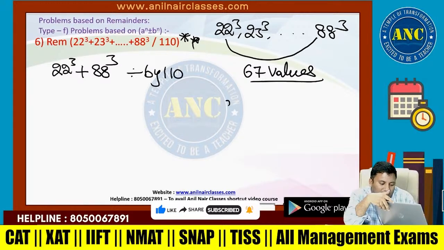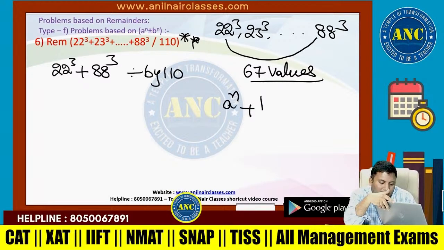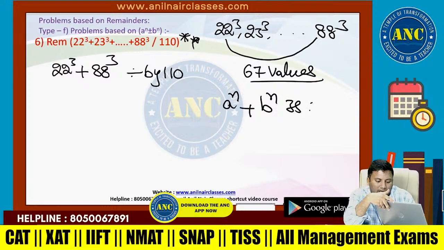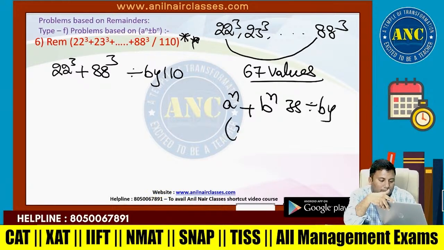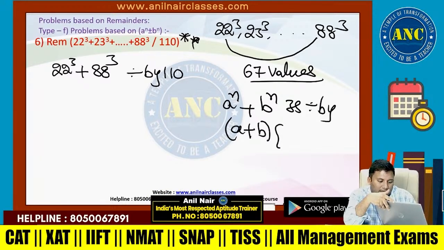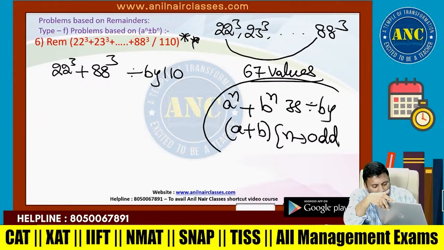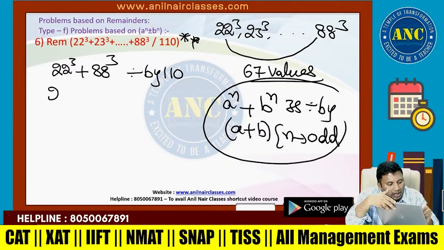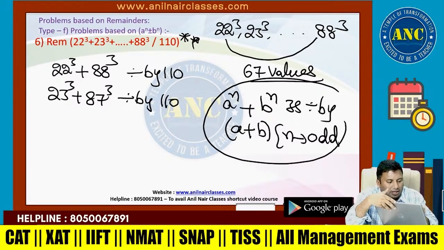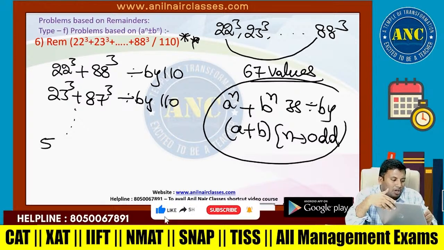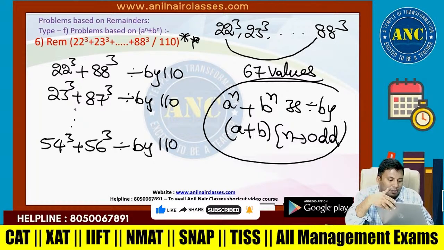What is the concept that I am using here? A power n plus b power n is always divisible by a plus b if n is an odd number. 23 power 3 plus 87 power 3 is divisible by 110, and so on up to 54 power 3 plus 56 power 3, which is also divisible by 110.